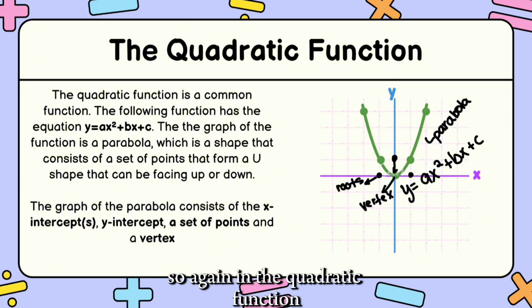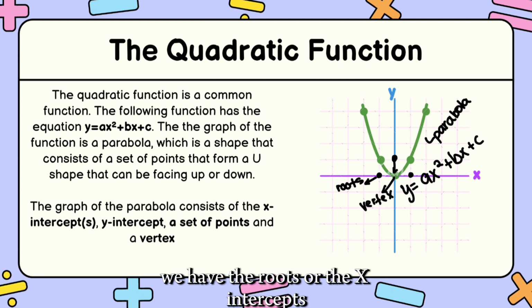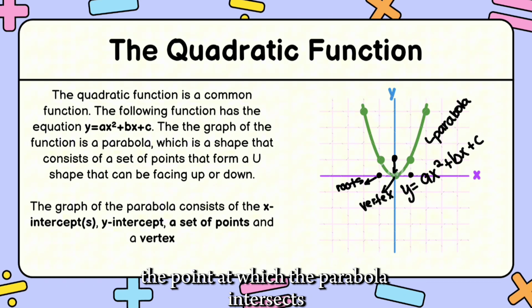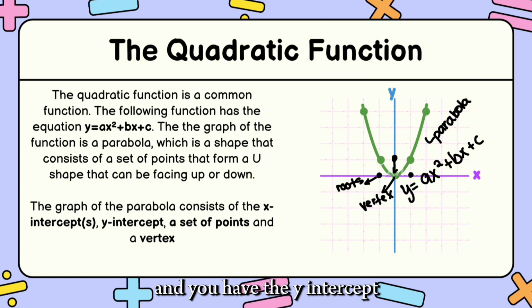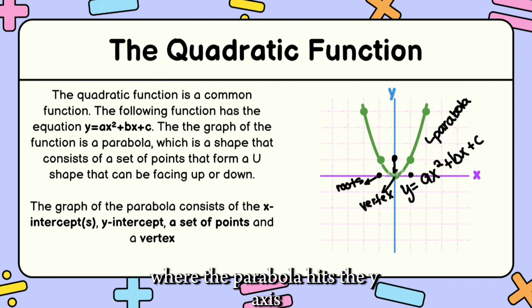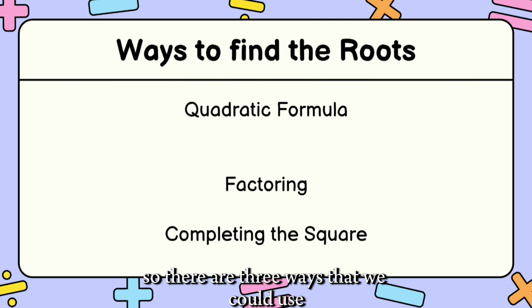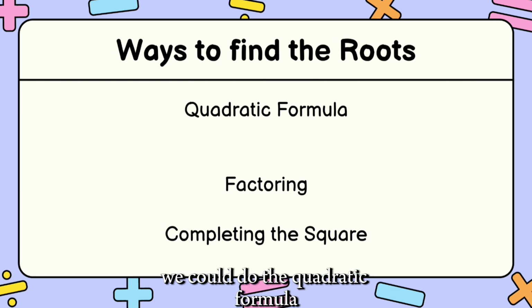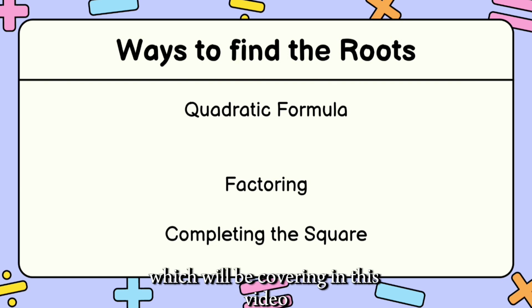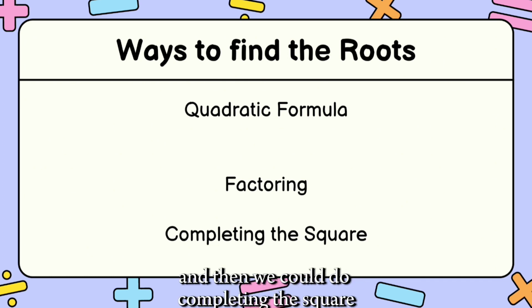So again, in the quadratic function, there are main parts. We have the roots or the x-intercepts, the points at which the parabola intersects with the x-axis. You have the vertex, which is the main point of the parabola, and you have the y-intercept where the parabola hits the y-axis. There are three ways that we could use to find the roots of a quadratic function. We could use the quadratic formula, which we'll be covering in this video. We could do factoring, which I'll be covering in the next video, and then we could do completing the square.